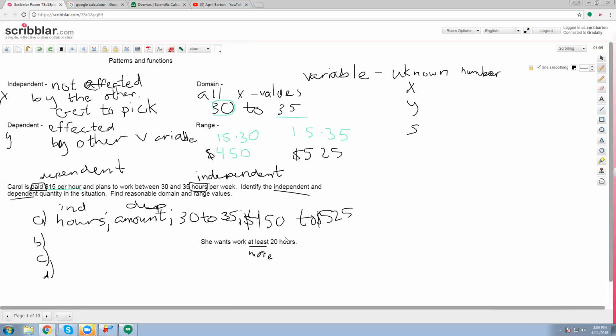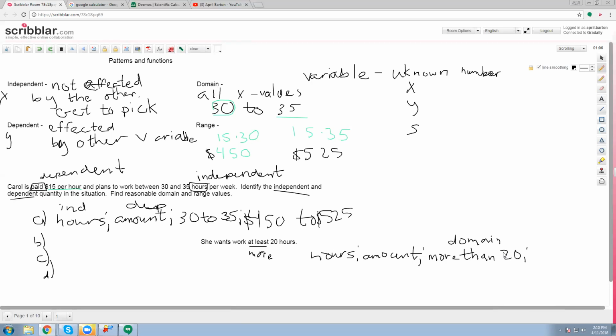So for the domain, they would list something like more than 20 hours. We're going to keep the same independent. I'm going to write the whole thing out so it's not just a random thing in the middle of nowhere. So it would write hours, it would write amount, and then it would say more than 20. And that is considered the domain. It's the amount of hours she's picking. And they always must provide that information.